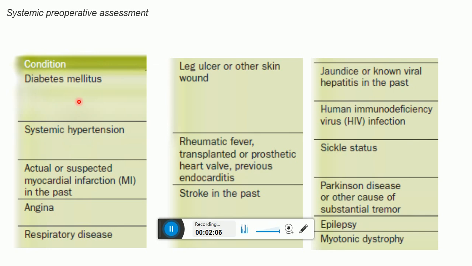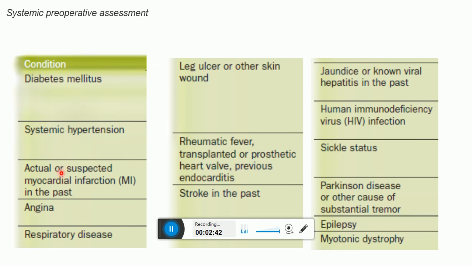So diabetes will need a blood test. If control is poor, may need to defer surgery and contact the patient's physician. Medication and food and drink intake is usual on the day of surgery for local anesthesia. And there is systemic hypertension. So if systolic is more than 170 or diastolic more than 100, may need physician opinion. Consider contacting physician for optimization and defer surgery if necessary.